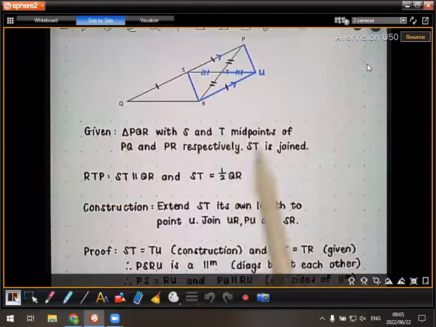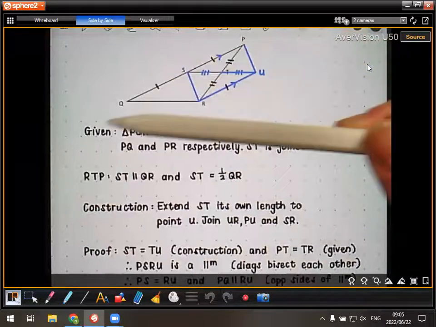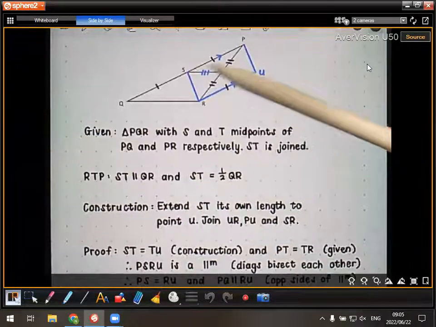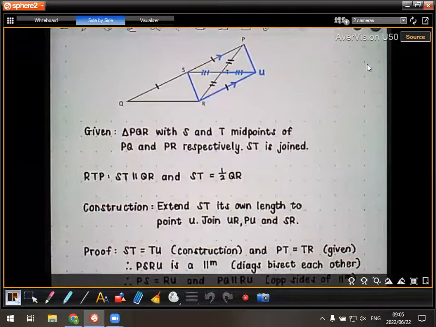Like I said, it's fine if you didn't write that in, but maybe just add it in now. You're required to prove the same thing: ST is parallel to QR. It's always that line from midpoint to midpoint, parallel to the third side of the triangle. And also that this line, ST, is half the length of QR. Those are the two statements that you're going to have to prove.